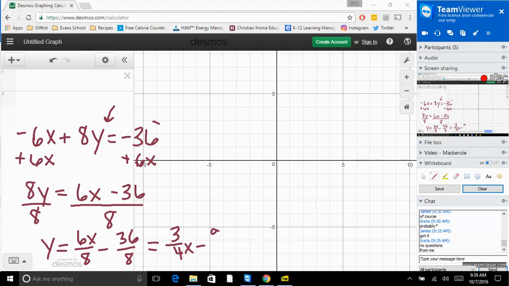4, yep, 9 over 2. 4 can go into both 36 and 8. It's a nice looking equation, right?